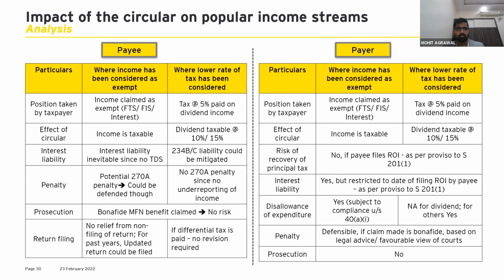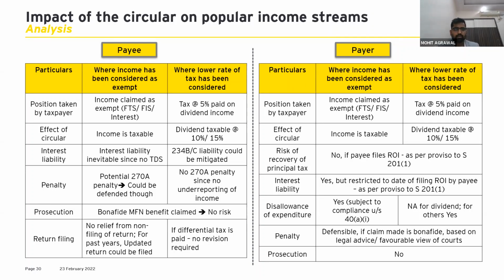The effect of the circular would be that the tax authorities would suppose this income to be taxable income, pursuant to which there will be an interest liability, because ultimately there would have been no withholding, and hence interest under section 234B or C could come into the picture. A penalty exposure could also come under section 270A for non-reporting of the transaction. However, this can be defended. Some bona fide reasons could be placed by the SSC for interpreting this income as exempt, by way of some disclosure in the return, etc. The prosecution risk can also be mitigated, considering the bona fide nature of the SSC's belief in claiming an MFN benefit, and that's how the interest, penalty, and prosecution can be dealt with.